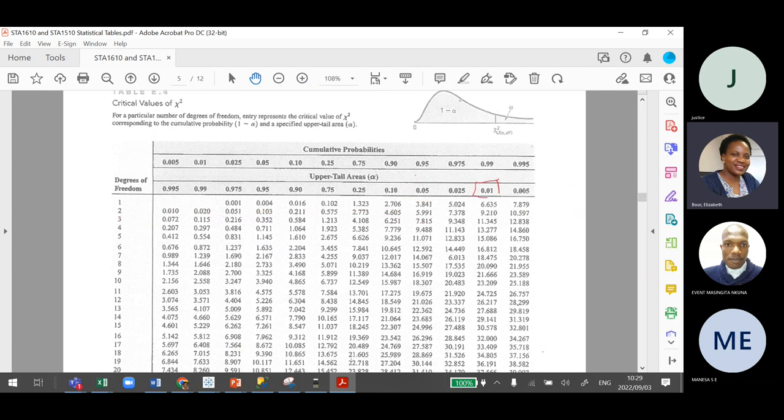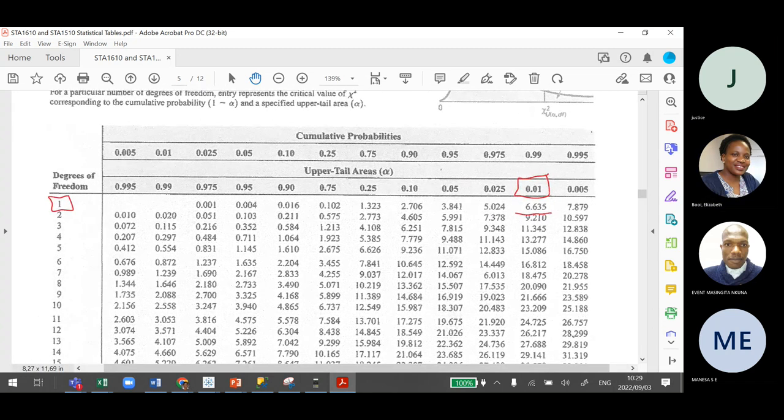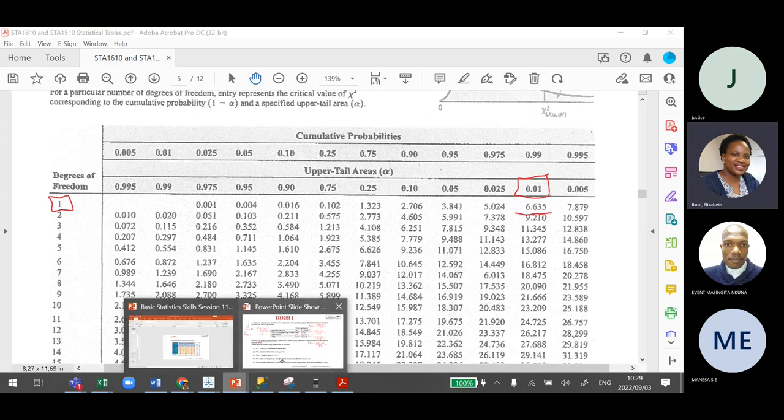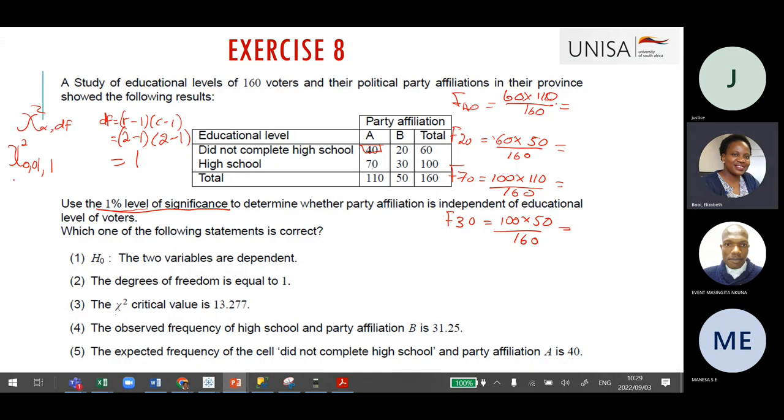0.01, which is the second last column, and the degrees of freedom of 1, which is 6.635. See that? 6.635. And then we come here. The critical value is 6.635. So let's answer the question.